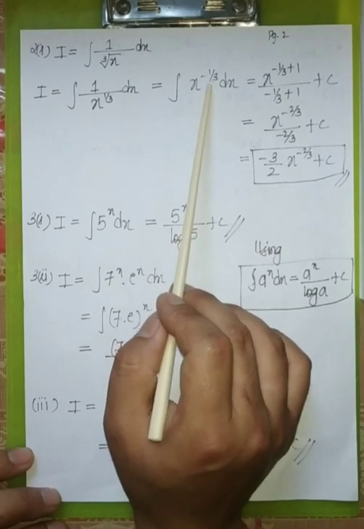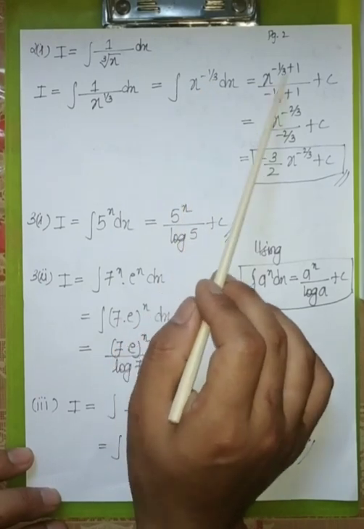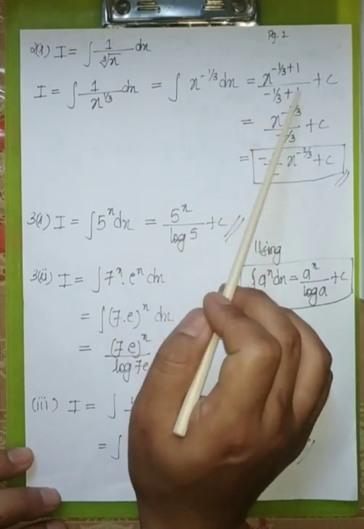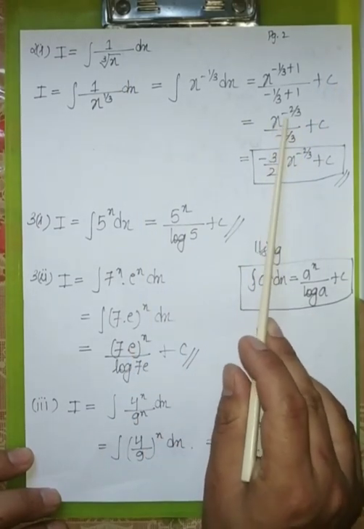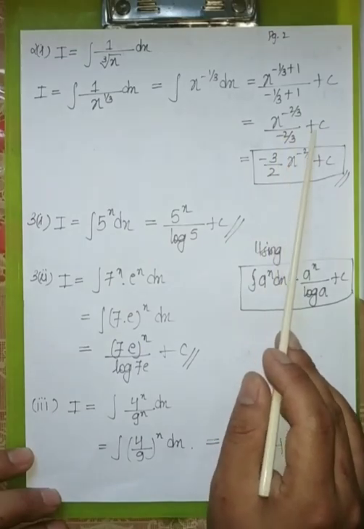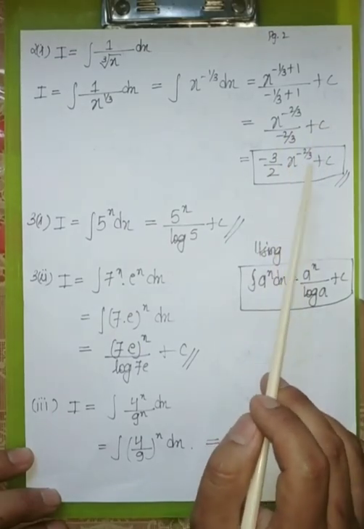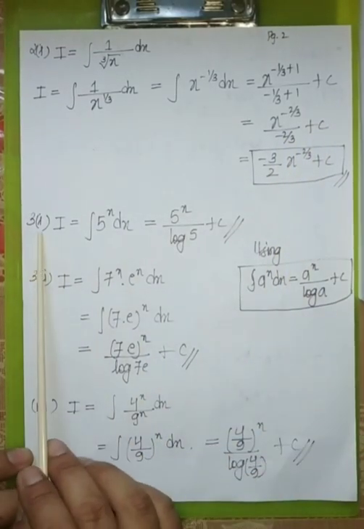Use the formula x to the power minus 1 by 3 plus 1 divided by minus 1 by 3 plus 1, plus c. So when you solve it, we get x to the power minus 2 by 3 divided by minus 2 by 3, plus c, which is this. Okay. Next one is question number 3 part 1.